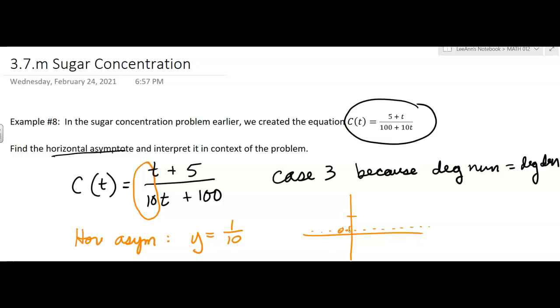So what does that mean? Well, we're not graphing the whole thing, but what we do know is eventually over time, if this is time, over time the graph is going to approach that asymptote. So if enough time goes by, the concentration on our sugar water is going to be about 0.1. It's going to approach a concentration of 0.1. That would be then the interpretation. Okay? So good to know.